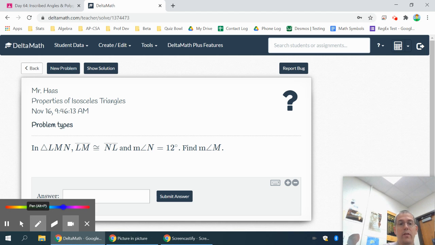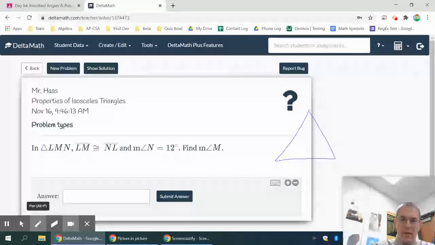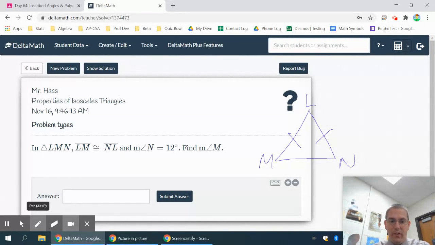Okay, so as I look at these triangles, they did not give me a diagram, so I think it's very important to draw it. So I'm going to draw the triangle, and it says that LM is equal to NL. So I'm going to make this LM is equal to NL, draw it like that. And now I can clearly see I have an isosceles triangle, and it tells me the measure of angle N.